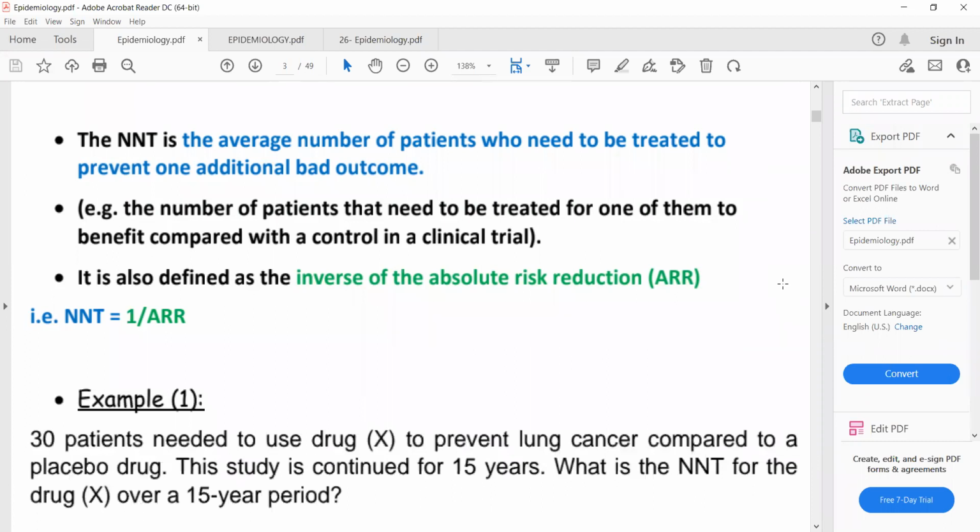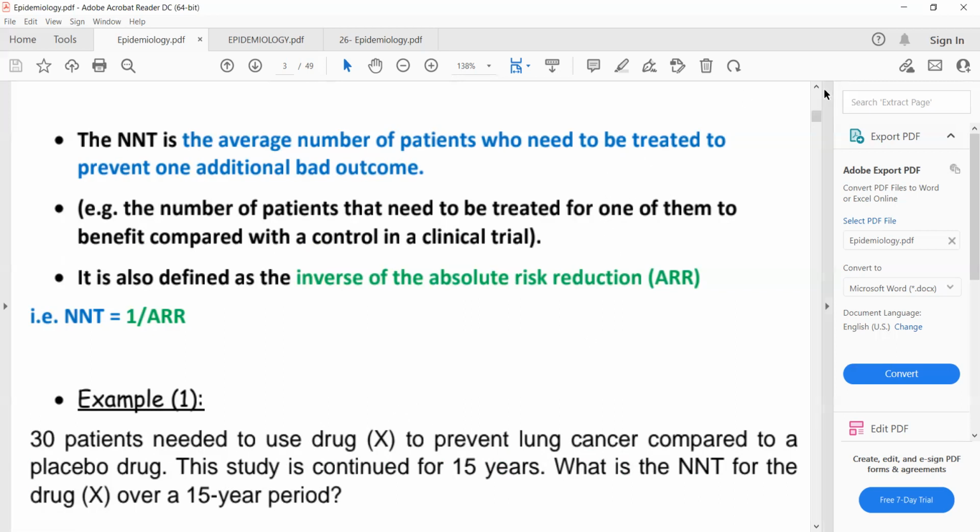For example, 30 patients needed to use drug X to prevent lung cancer compared to a placebo drug. So in this example, you can see that drug X needed to be used by 30 patients to prevent lung cancer compared to a placebo drug. So basically, here 30 is the NNT of this drug X.